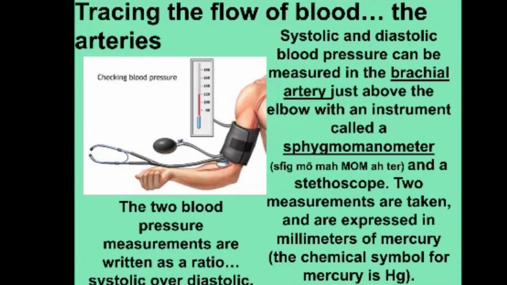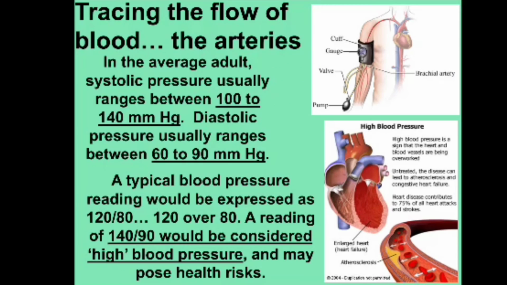Then systolic and diastolic blood pressure can be measured in the brachial artery just above the elbow with an instrument called a sphygmomanometer and a stethoscope. Two measurements are taken and are expressed in millimeters of mercury. The two blood pressure measurements are written as a ratio, systolic over diastolic.